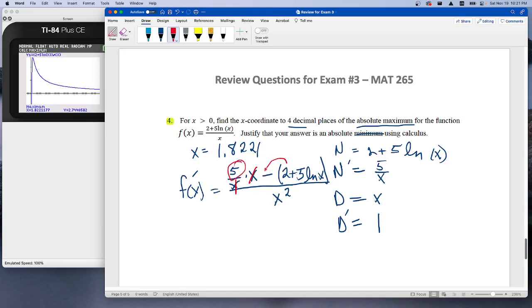The negative needs to distribute, so we'll do that. So we'll find that the derivative of the function is going to be 5 minus 2 minus 5 natural log of x over x squared. We can simplify. 5 minus 2 is going to give us 3.